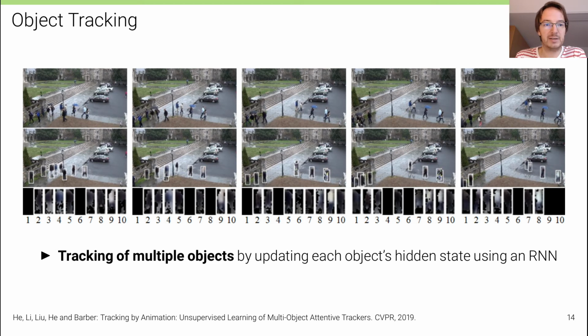Here's an example of object tracking where we want to track one or multiple objects over a video with multiple frames by updating each object's internal representation using an RNN. And the internal representation describes the object. It could comprise information such as the location of the object, the extent of the object, the size of the object, the appearance of the object, or maybe the velocity of the object.